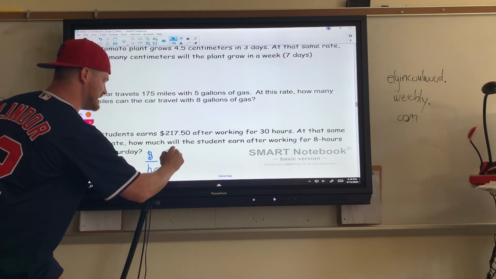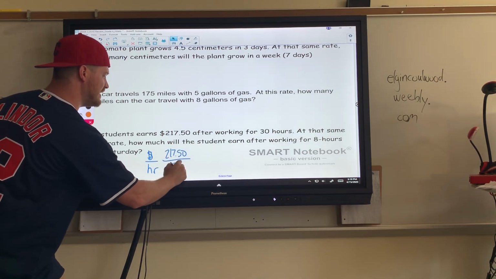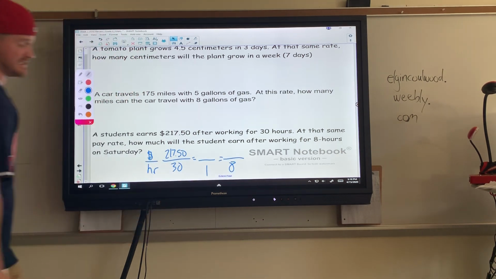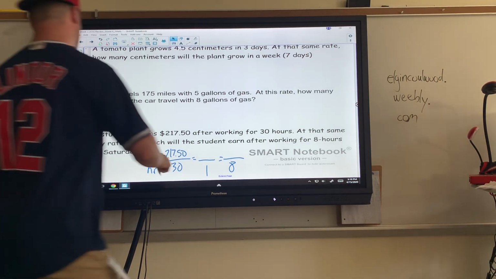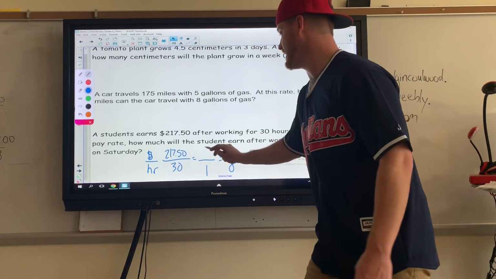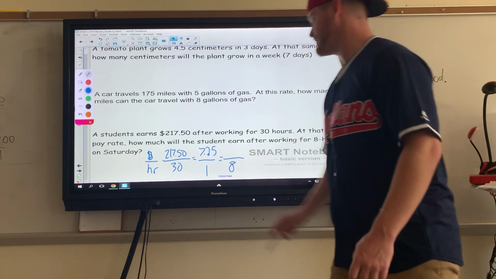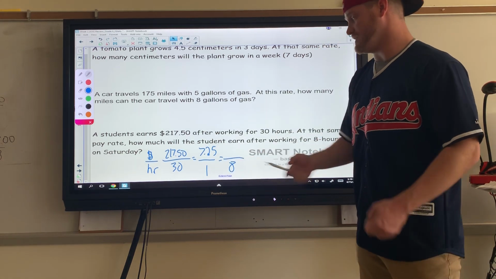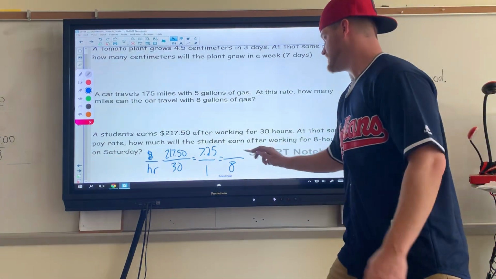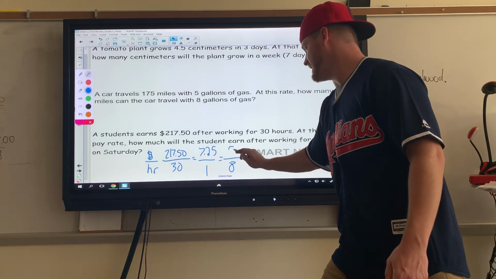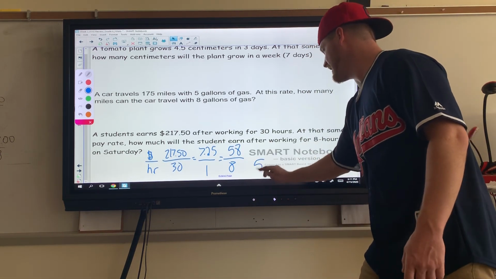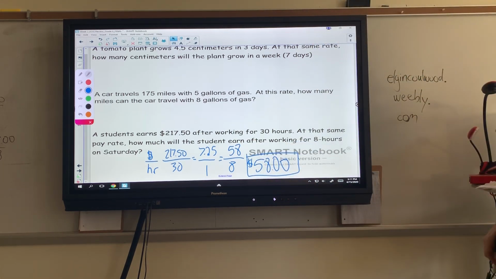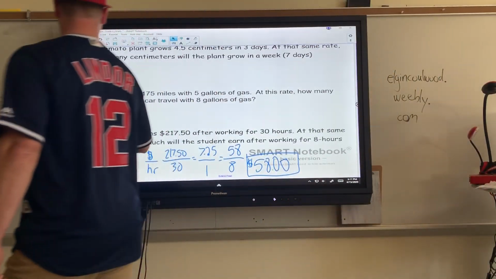That's 217.50 for 30. We gotta get it down to 8. Gotta go down to 1 first since it doesn't go in evenly. So divided by 30, 217.50 divided by 30 gives me 7.25, which means this person makes $7.25 per hour. So in 8 hours, we just multiply that by 8. And 7.25 times 8 gives us 58, aka $58 made in those 8 hours. Moving on.